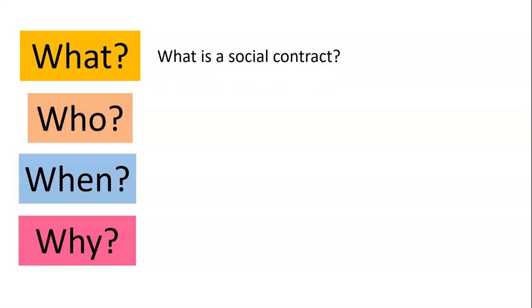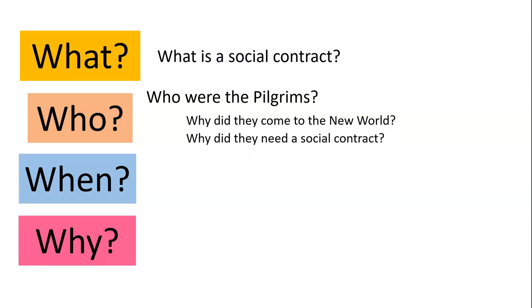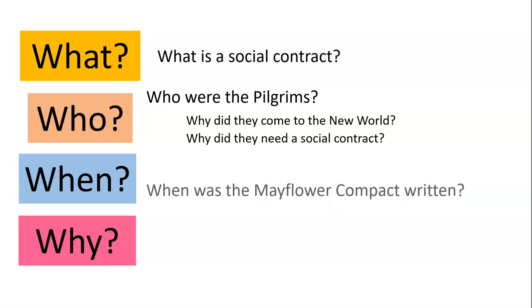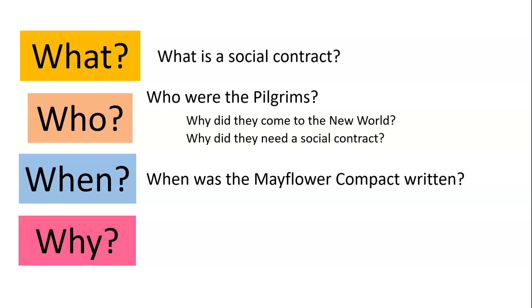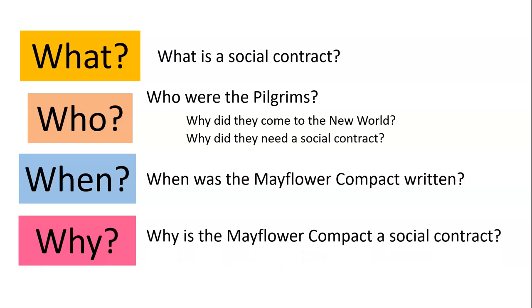First, what is a social contract? Then who? Who were the Pilgrims? And as we're talking about the Pilgrims, you'll talk a little bit about why. Why did they come to the New World? And why did they need a social contract? When was the Mayflower Compact written? And then finally, why? Why is the Mayflower Compact a social contract? All right, let's look at each of these questions and discuss them.